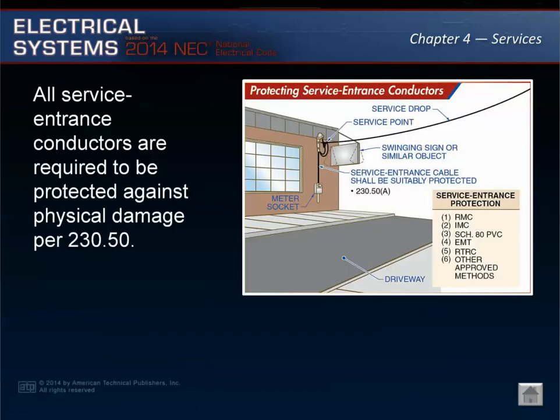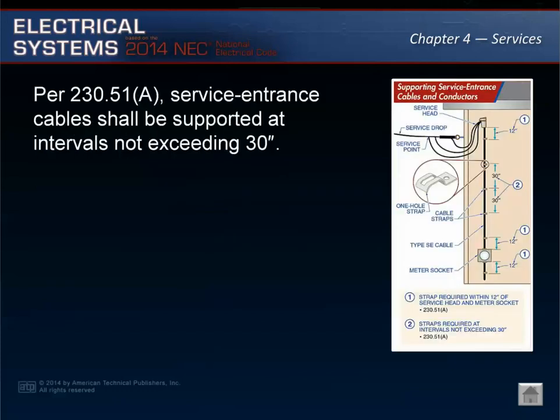All service entrance conductors are required to be protected against physical damage per Article 230.50. Protection is provided by one of 6 means listed in 230.50(B)(1). Per 230.51(A), service entrance cables shall be supported at intervals not exceeding 30 inches. The means of support shall be by cable strap or other approved means.